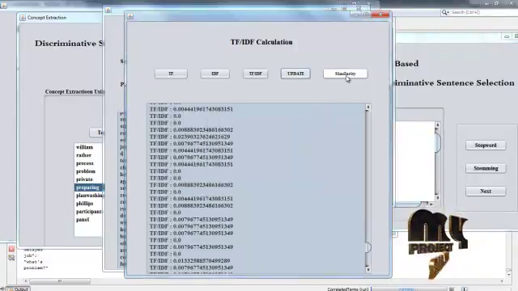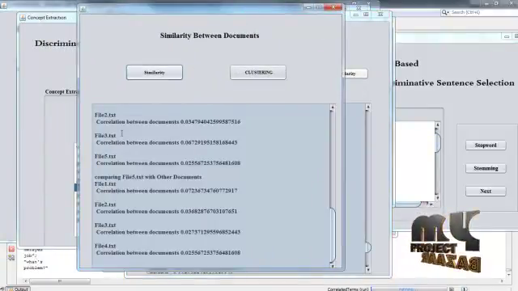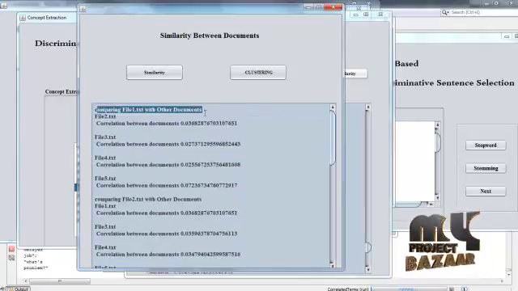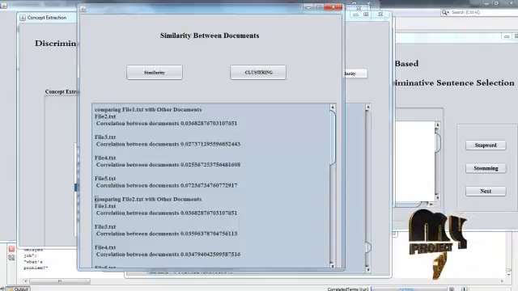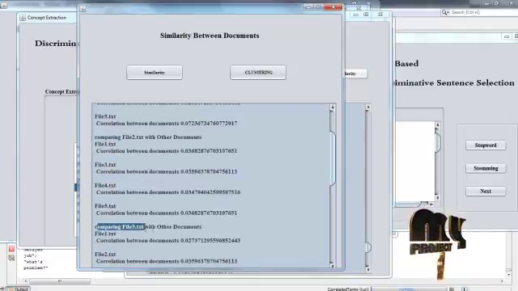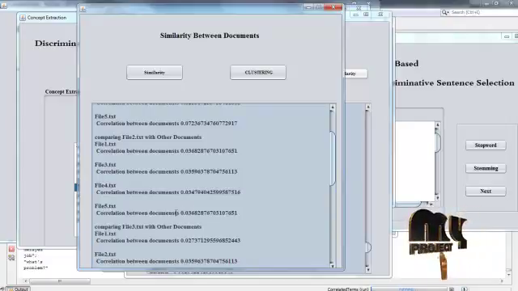Next we are going to find out the similarity for each document. Here we are going to compare with the other documents. File 1 compares with 2, 3, 4, 5 and file 2 compares with 1, 3, 4, 5. Like that, all the documents are compared with one another. By using this we can obtain the similarities between documents.